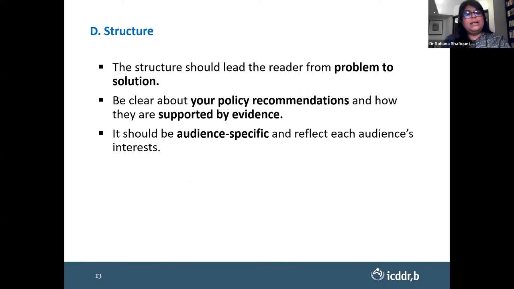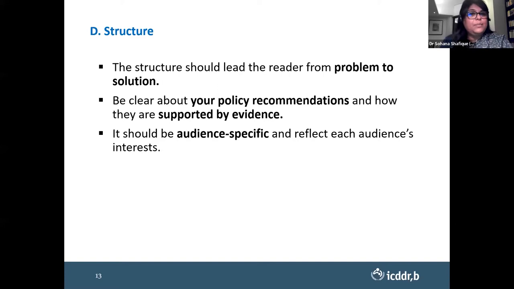The structure is another very important aspect of a policy brief. The structure should lead the reader from problem to solution. So we need to start with the problem and also the urgency, as I mentioned, and then go to the solution, so the reader would understand the gaps. This is why it is being done, the rationale and the background. I'll be discussing the different sections of the policy brief, and then I'll go into more detail, but we will start with the problem and emphasize the importance and the urgency of this problem, and then go to the solution.